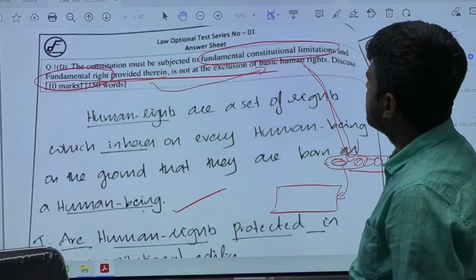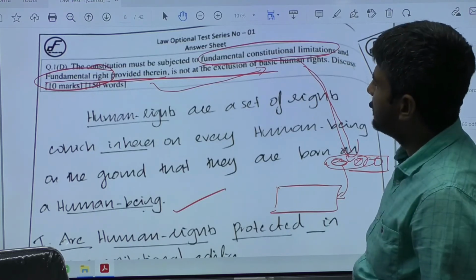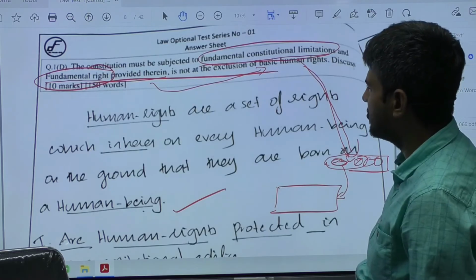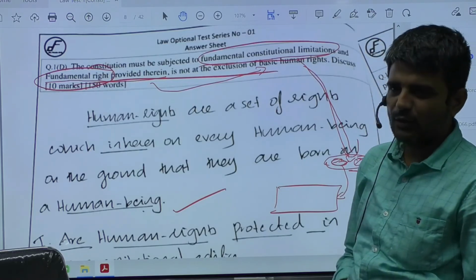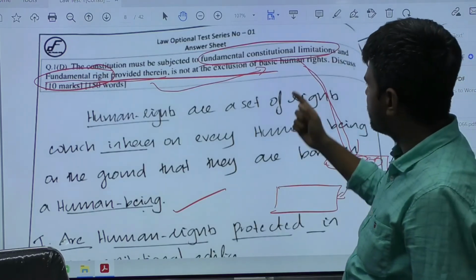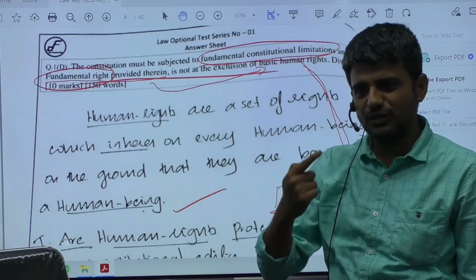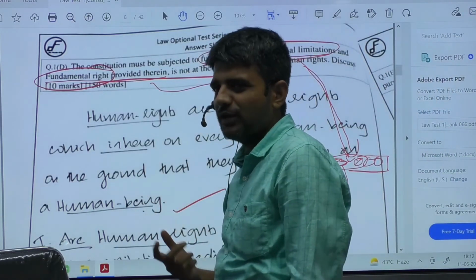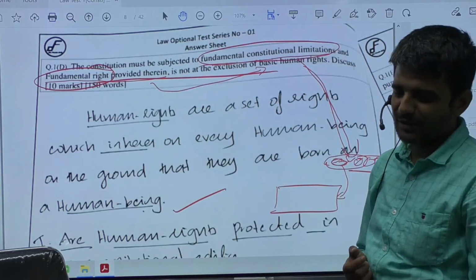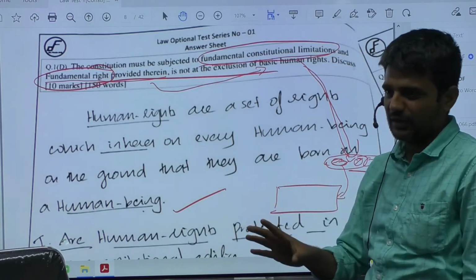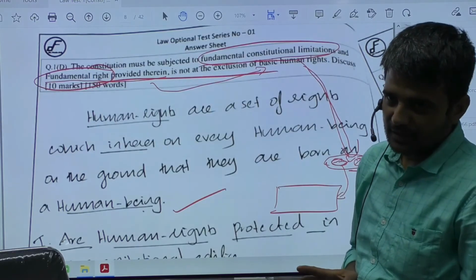The constitution must be subjected to fundamental constitutional limitations and fundamental rights provided therein. It is not at the exclusion of the basic human rights. Discuss. Okay, this is a philosophical question related to constitutionalism, that human rights are one of the principles of constitutionalism. Sometimes I also give you some bouncers. When you read it, you will not understand what this particular question is about. But the question is essentially with regard to the syllabus only. It will never be out of the syllabus. Does this make sense?